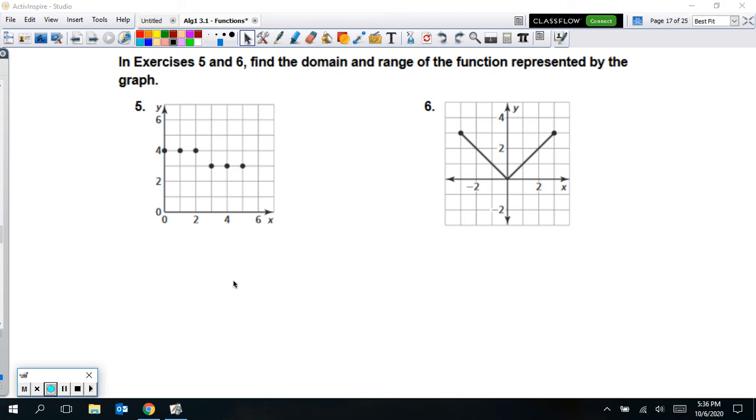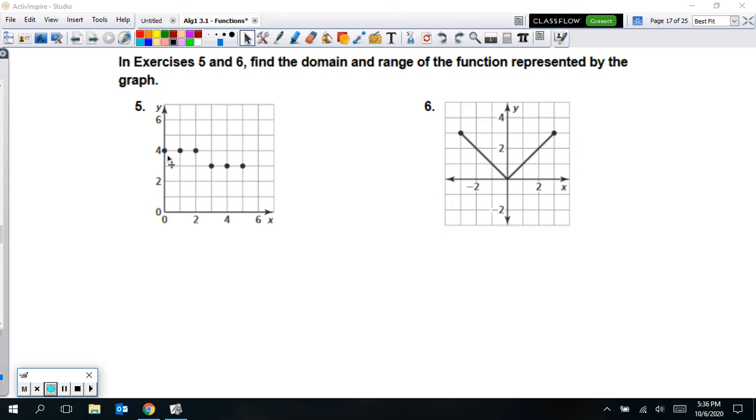Okay, so for 5 and 6, let's do these together to find the domain and the range of the functions of these graphs here. It does say it's a function, so we're not asked whether it's a function. They tell us it is, but we're trying to find the domain and the range of the function, so we're trying to figure out all the possible x coordinates, all the possible y coordinates. And sometimes it might be a continuous one like 6 where we have to use the inequality to describe that.